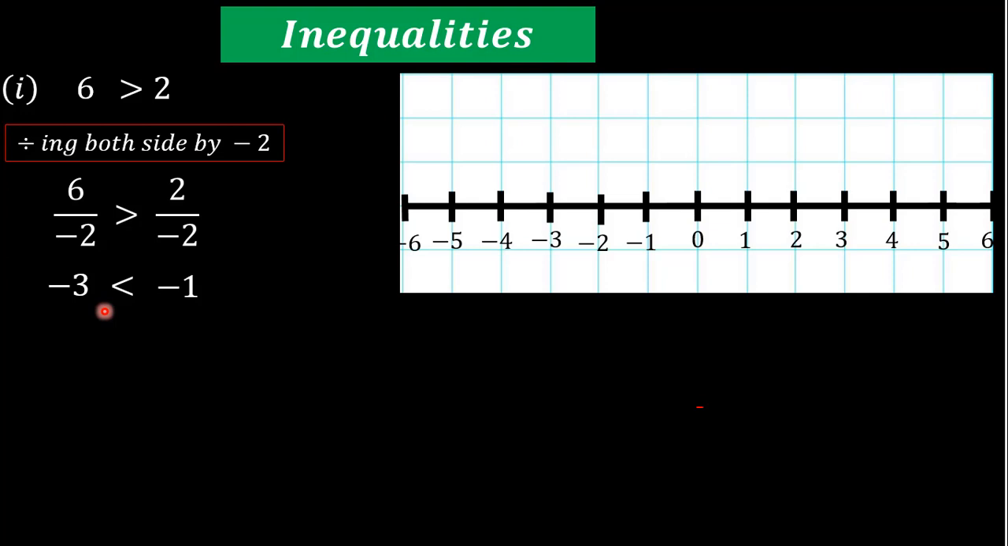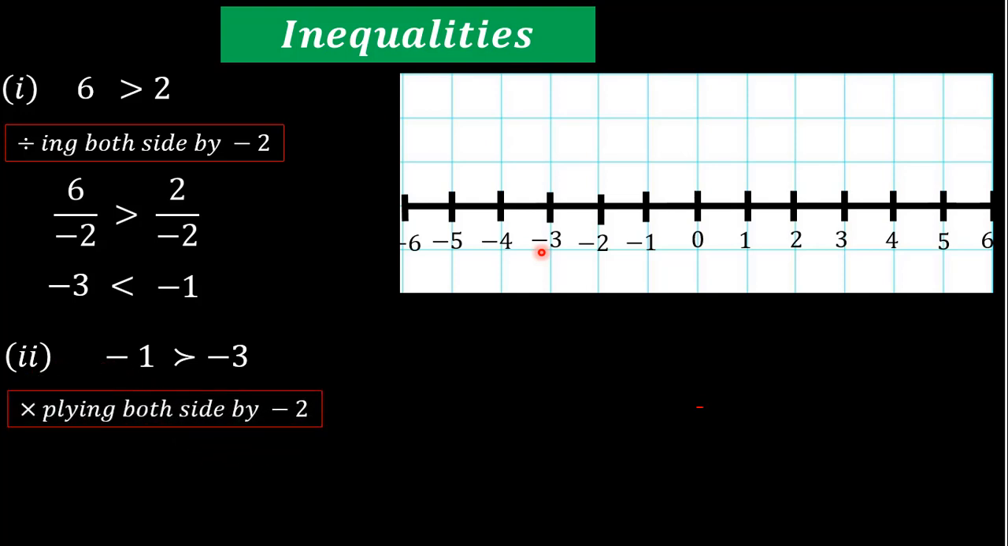Let us consider another example. Just consider minus 1 is greater than minus 3, which is the reverse of this. We see that minus 1 is greater than minus 3. Minus 1 is lying to the right of minus 3 on the number line. Now what if we multiply both sides of the inequality with a negative number, that is minus 2 again? Now if you multiply, it becomes minus 2 into minus 1 is greater than minus 2 into minus 3.